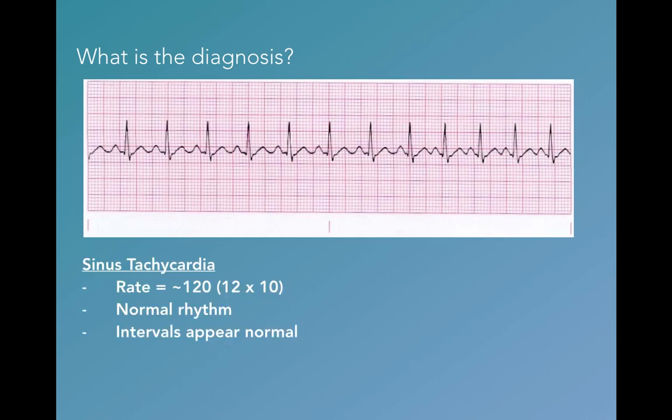And I did that for you. So this is just normal sinus tachycardia. It's a rate of 120. There are 12 of these, so multiply that by 10, you get 120 beats per minute. The rhythm is normal. There's P waves, so it's coming from above the ventricle. So this is normal sinus tachycardia.